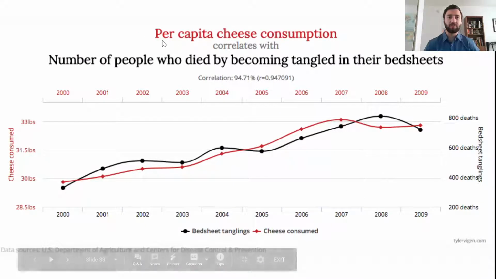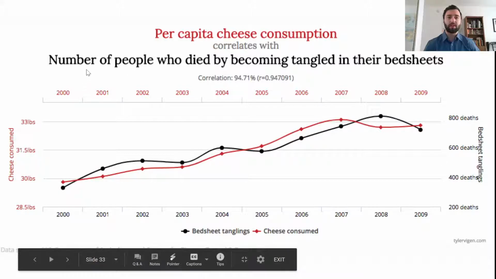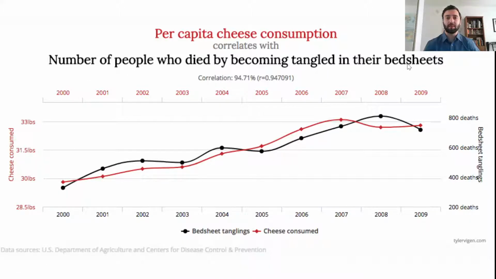Here's another example. The red line is the per capita cheese consumption, how much cheese we consume per person, and the black line is the number of people who died by becoming tangled in their bed sheets. So we have, again, a very close correlation. It seems like they're basically going together. But again, these two things probably don't have anything to do with each other. This is a 94.7% correlation, a very, very high correlation.